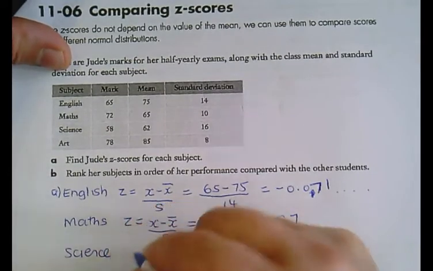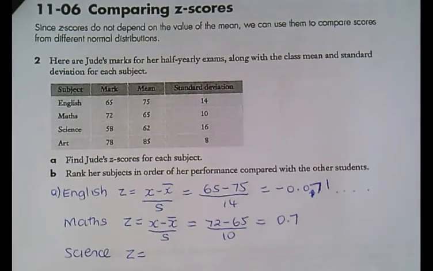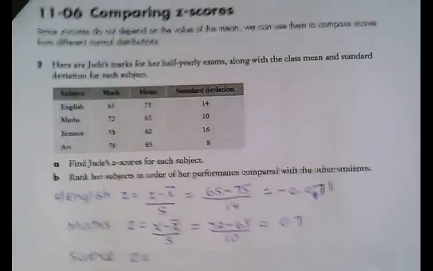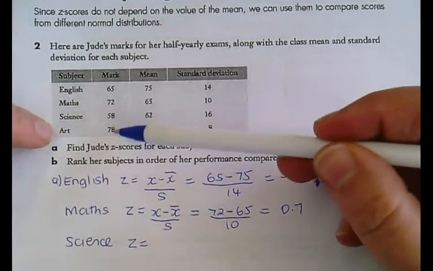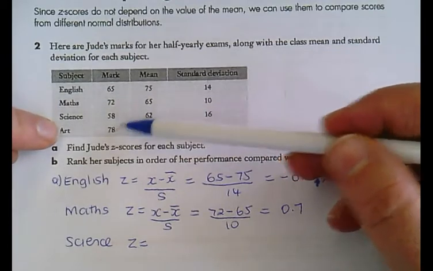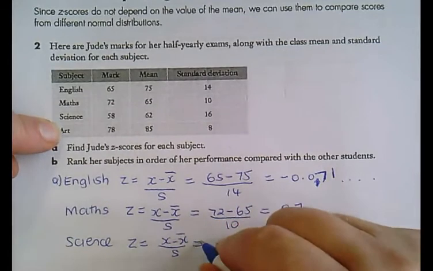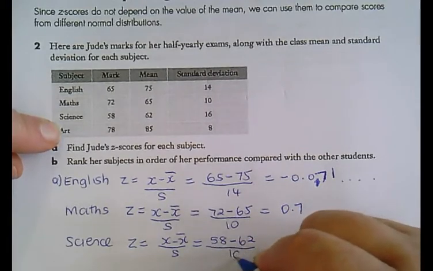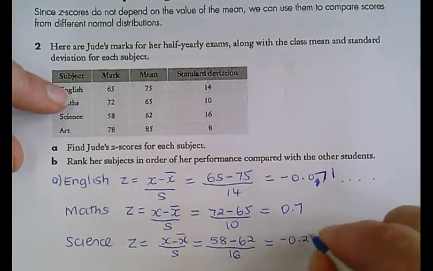Science. Now, you won't be asked to compare 4, okay? You may be asked to compare by just looking at it and saying in which one she performed better. We knew that maths was the best because it was the only one with a positive Z-score. All the others have a negative Z-score. She can't say art is her best mark because it's her highest mark, but it's not her best performance because she's below the average. So science has a Z-score of 58 minus 62 over 16, which is negative 4 on 16, negative 0.25.